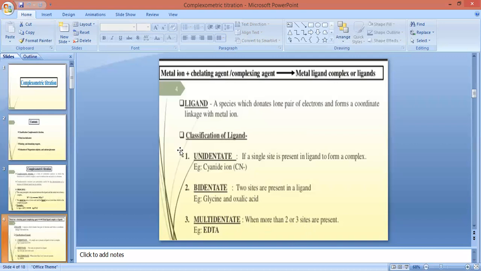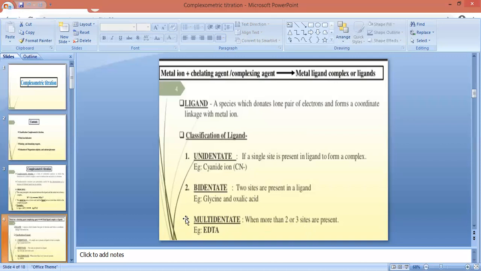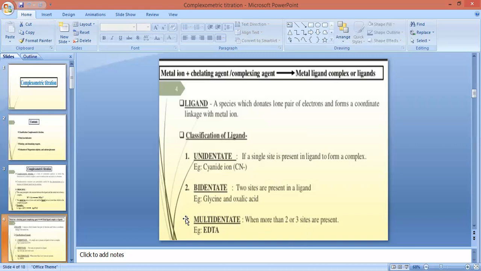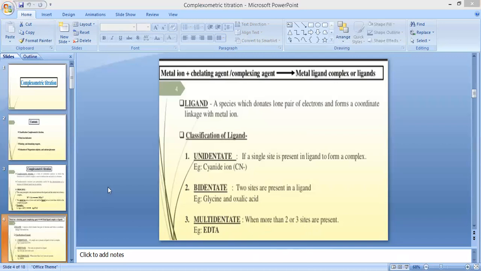So these are the types of complexing agent or types of ligand. Depending upon how many binding sites are available, these complexing agents are categorized into three major classes, that is unidentate, bidentate and multidentate.